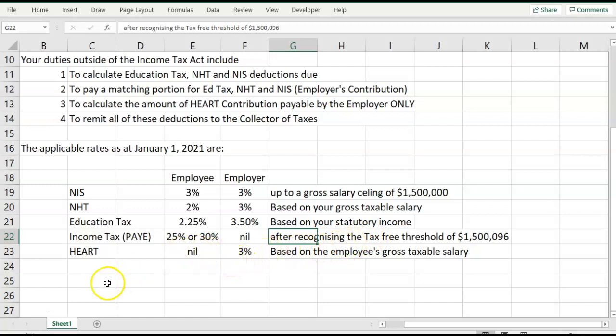Good, so these are rates that we're going to be using now in calculating the payroll, the pay slips, the net salaries for your employee. Now we're going to do a monthly pay slip first, and then we're going to modify it to create a fortnightly pay slip. So let me go to a new sheet.